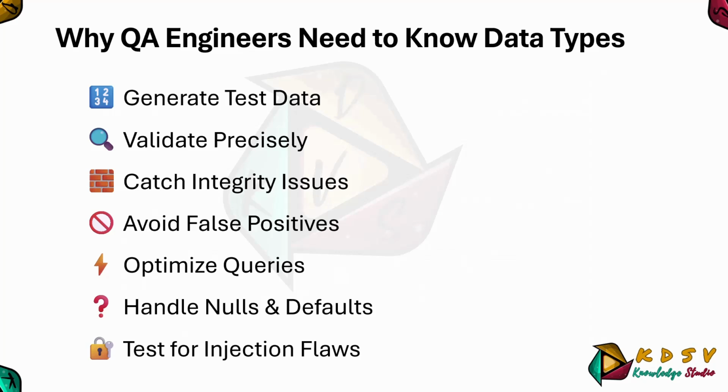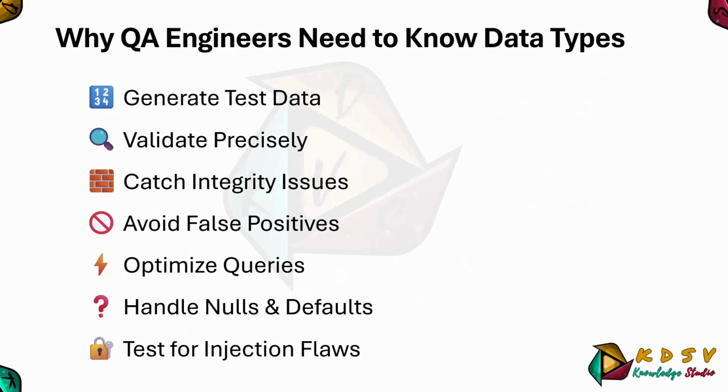Understanding bit fields like 0 or 1 helps validate the flags and keys correctly. Detecting data integrity problems: mismatch between the front-end input and the back-end storage can corrupt the data. This is a very important aspect which we need to test. And avoiding false positives or negatives: testing a float field exactly like a decimal may cause rounding discrepancy in your assertions. Knowing when approximate types are used prevents flaky tests.